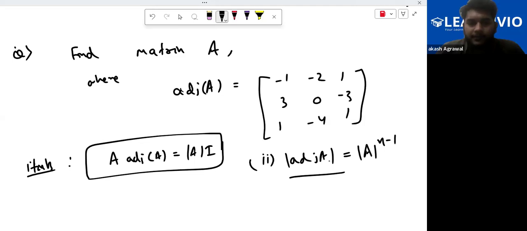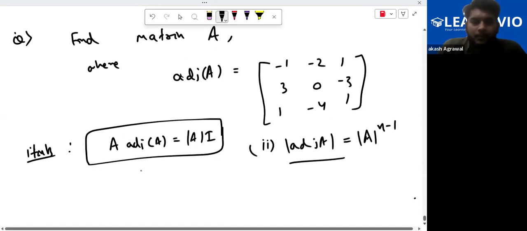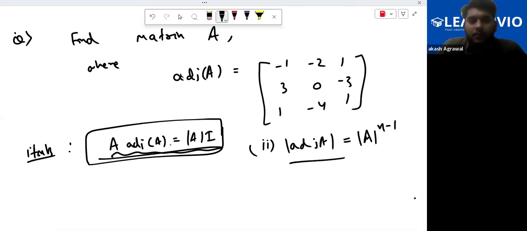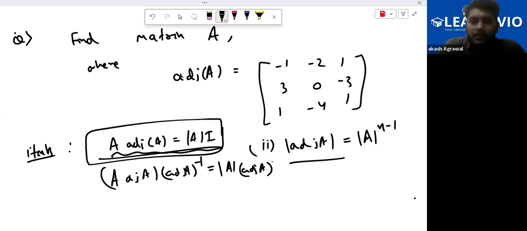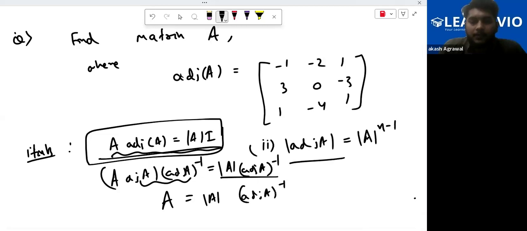After that, you have to find A matrix, right? Yes. So to find A matrix, you can use the first equation. You can just multiply on both sides adjoint of A inverse. If you multiply adjoint of A inverse on both sides, then you get determinant of A, adjoint of A inverse. And this becomes identity. So A matrix, you get this too, determinant of A times adjoint of A inverse.